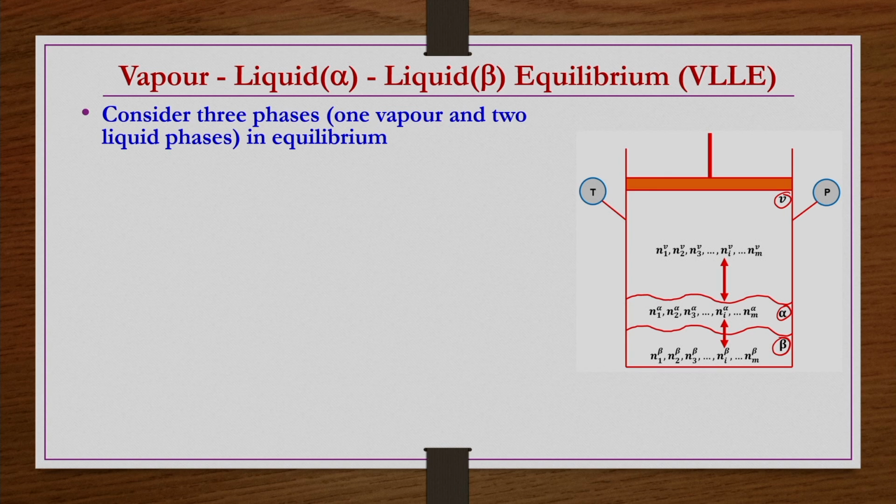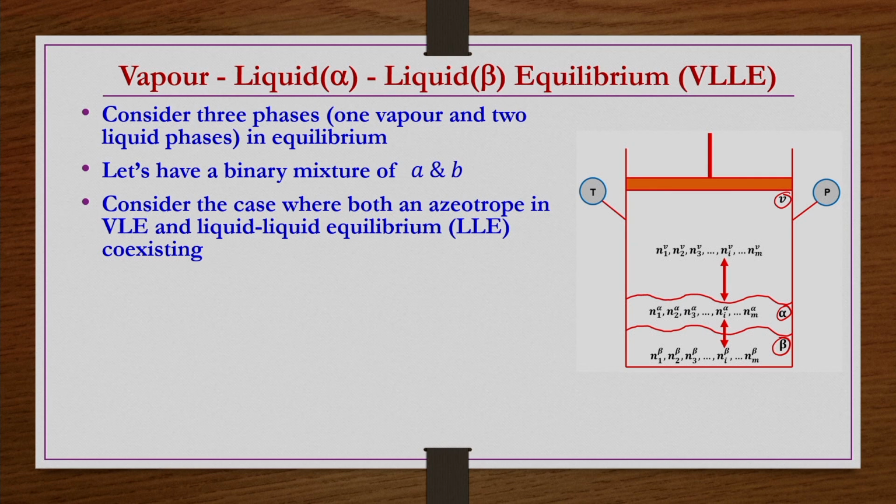So while doing the calculation we will be taking the generalized cases anyway, but for simplicity we start with a binary system. We consider a binary system, a mixture of component A and B. Then consider the case where both an azeotrope in VLE and LLE are coexisting. Having an azeotrope is not compulsory at all, but we start with that kind of system so that it is easy to understand.